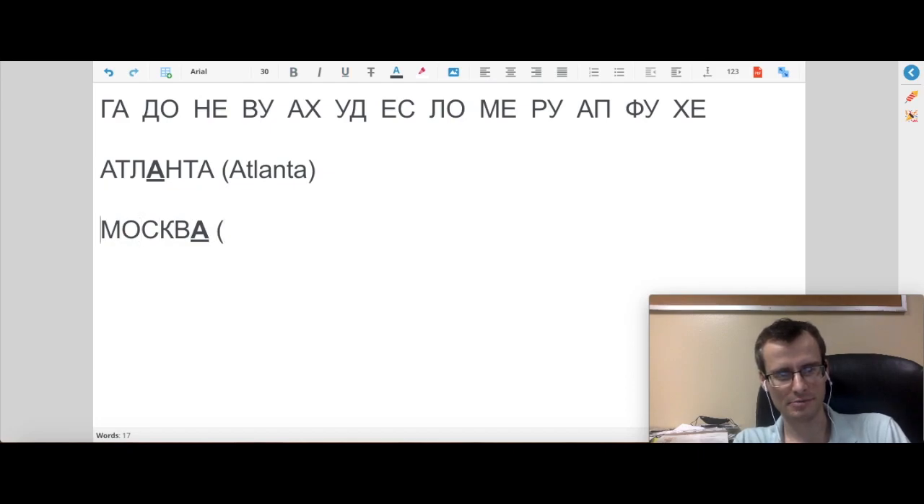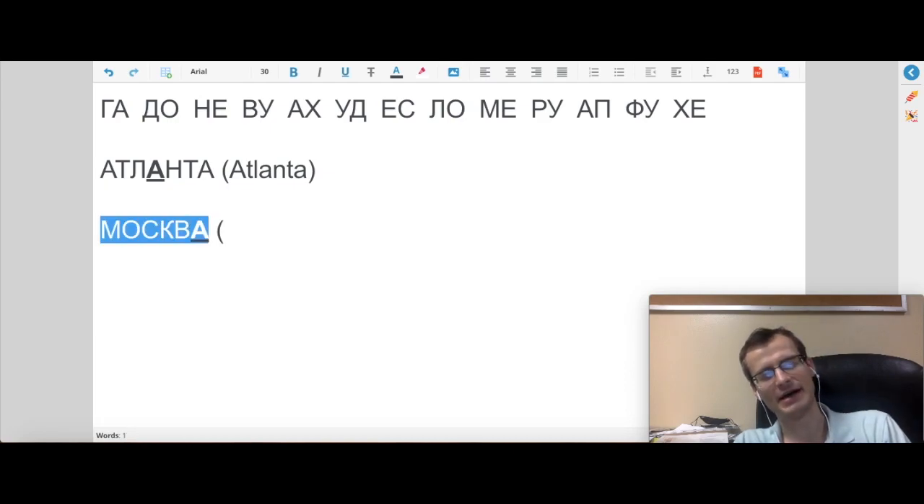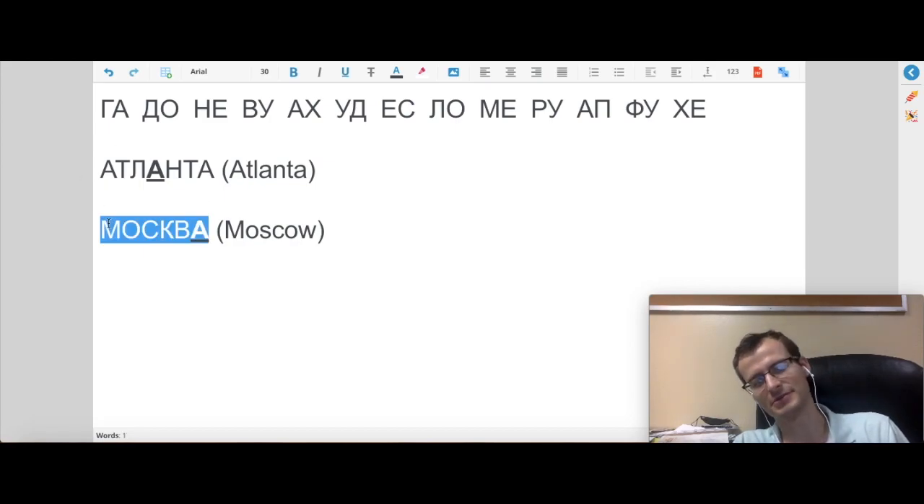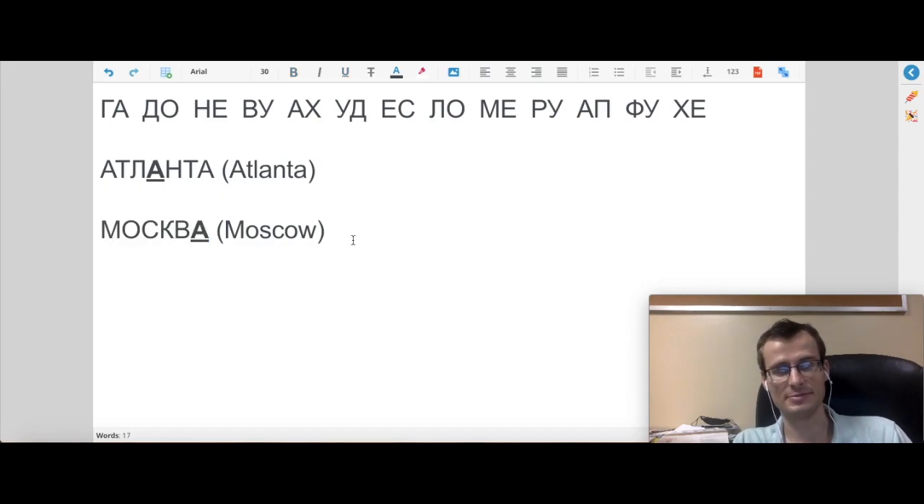Okay, letter by letter. M, O, S, K, V, A. Together, Moskva. So Moskva, what do you think that is? It is Moscow, yeah. Moscow, Texas. No. Well, yes, Moscow, Texas too, but Moscow is, of course, the capital of Russia. And this is my hometown too, by the way. So I was born and grew up in Moscow, lived there most of my life. So, wonderful city.